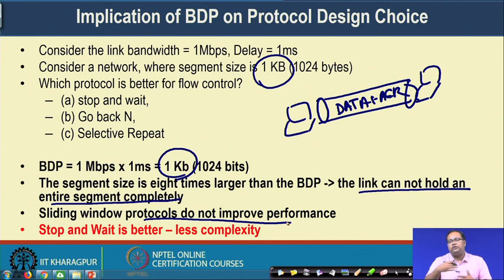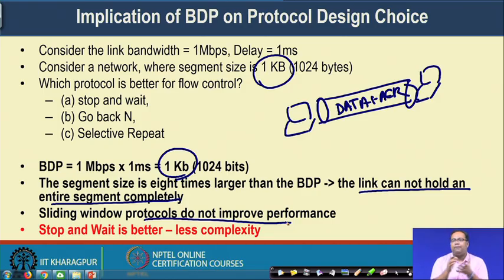Because you will not be able to send multiple segments in parallel. Even one segment is not able to fill up your pipe completely. Because one segment is not able to fill up your pipe completely, there is no reason to send multiple segments in parallel, because anyway you will not be able to get the advantage of parallelization in this particular case, where your link bandwidth is 1 megabit per second and delay is 1 millisecond.